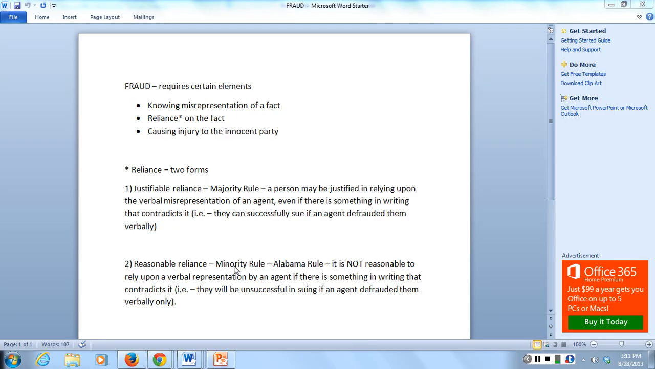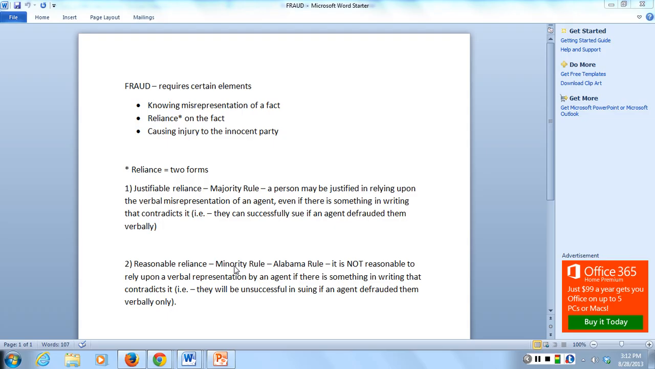Example: you're purchasing a car at an automobile dealership. The salesman informs you that the car has never been wrecked. Somewhere in the writings, somewhere in the contracts, there is a provision that contradicts that, either that there's no representation being made as to whether the car has been wrecked or not, or that the purchaser agrees and acknowledges that no representation has been made at all.